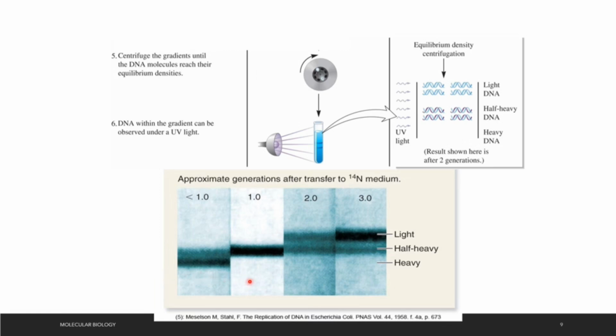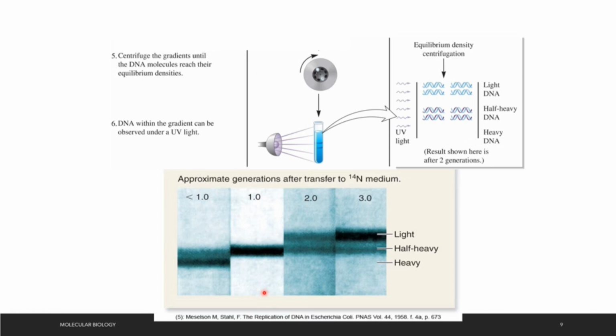Now, after 1 round of generation, all the DNA molecules are half heavy. And after 2 rounds of generation, or two rounds of DNA replication, you will start to see some DNA which are light. And after 3 rounds, you can see an increase in the lighter population of DNA. And why is that so? Now, in this experiment, they proved that the semi-conservative model is correct.